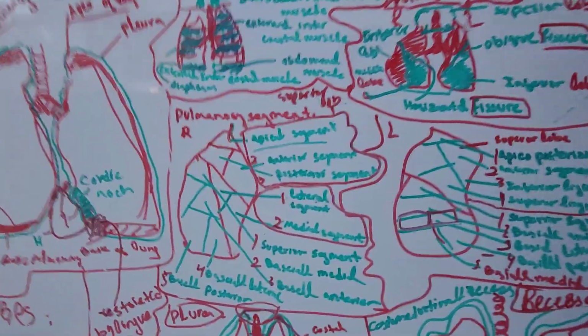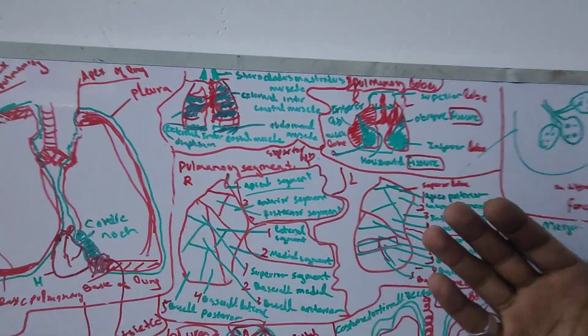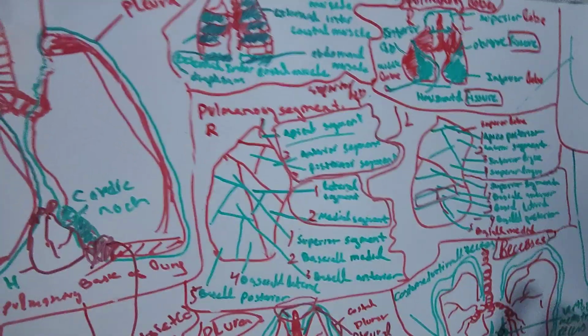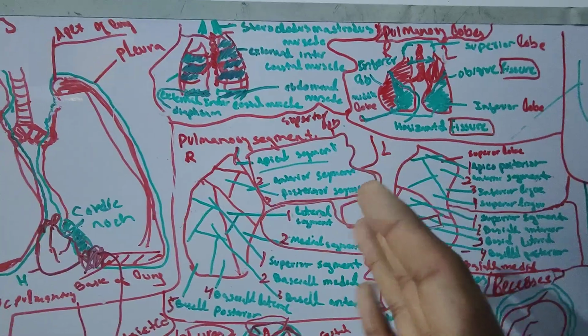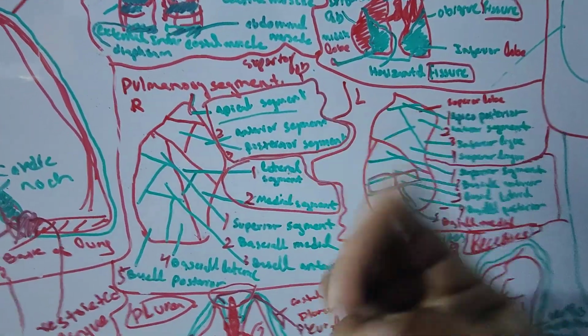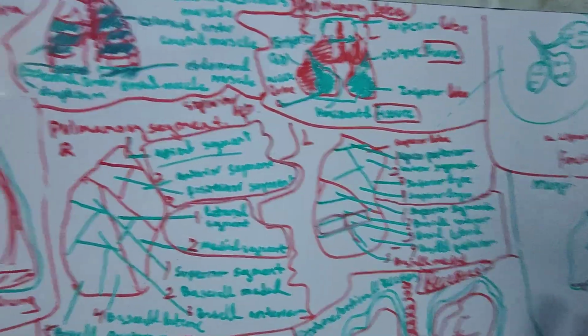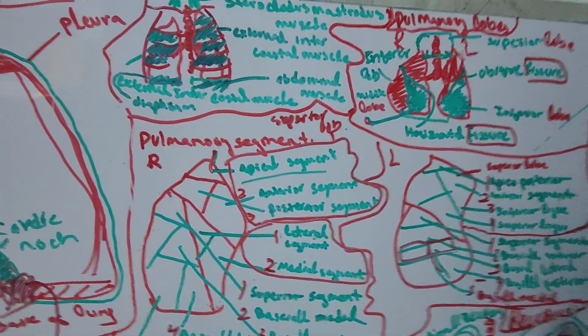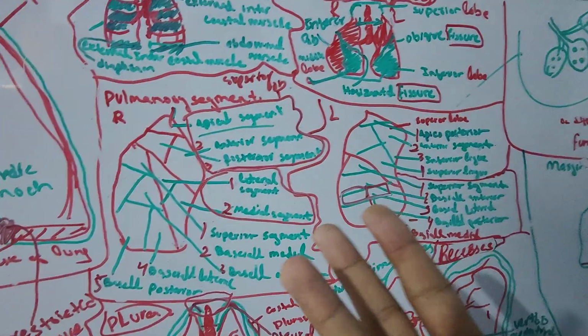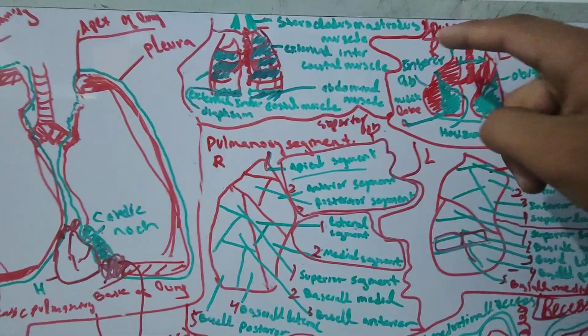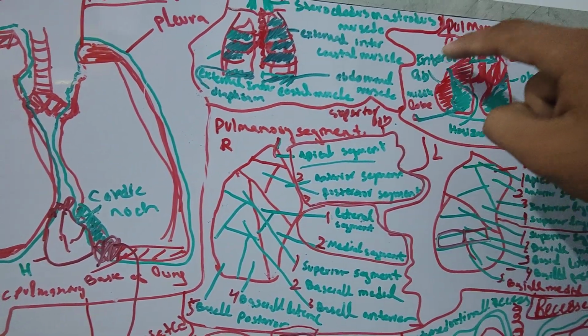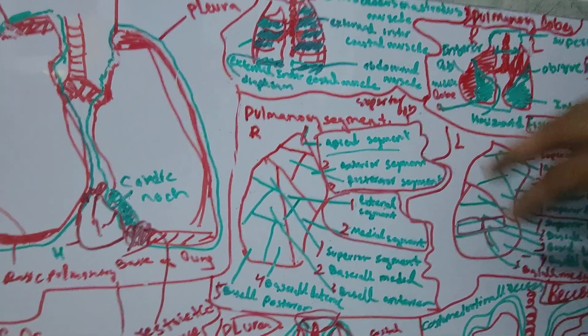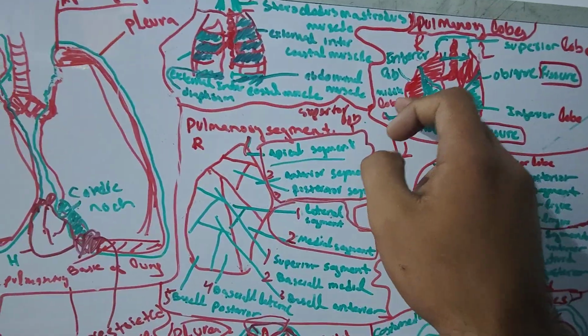So we go to the pulmonary lobe. There is an interesting thing: the right lung is divided into three parts, but the left lung is divided into two parts. See what the three parts of the right lung are. First one, the inferior lobe. Inferior is the down part, like this one.